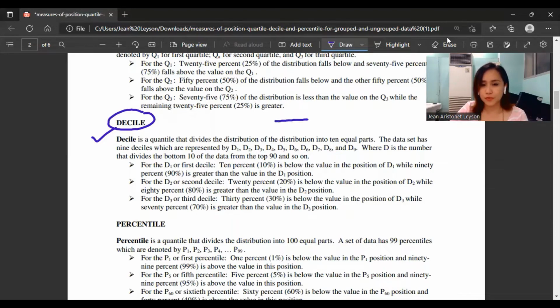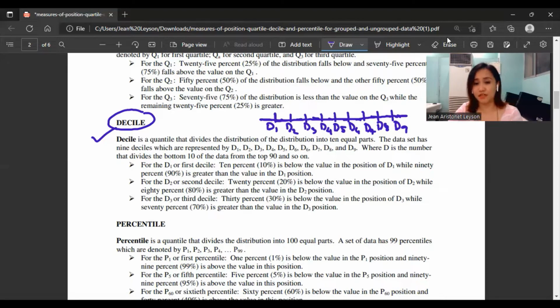So suppose we have a set of data. We have 1, 2, 3, 4, 5, 6, 7, 8, 9. So this is D sub 1, D sub 2, D sub 3, D sub 4, D sub 5, D sub 6, D sub 7, D sub 8, D sub 9. So just imagine that these are equal. So this is first part, second, third, fourth, fifth, sixth, seventh, eighth, ninth, and the 10th part of the distribution.